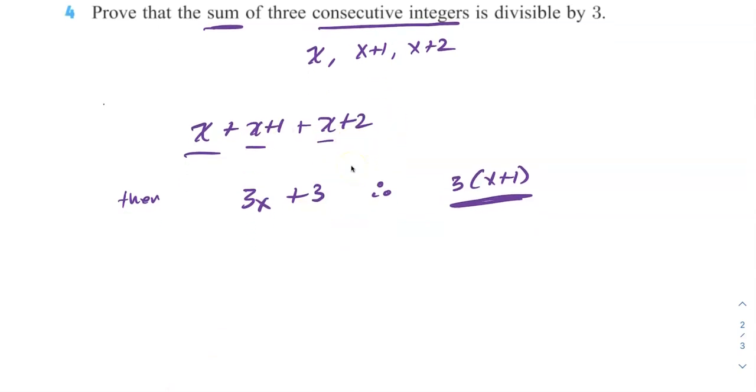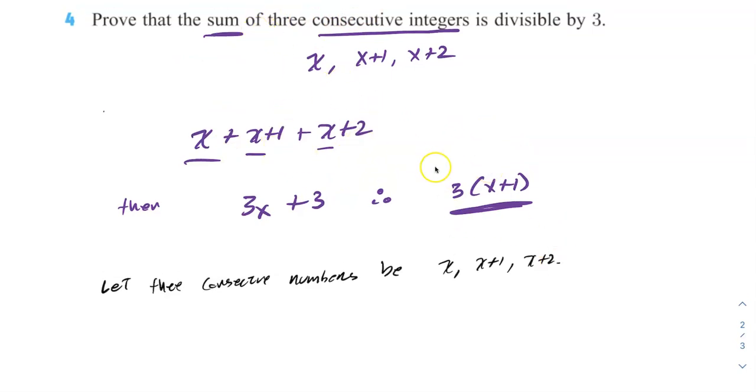So I'll probably do something like: let 3 consecutive numbers be x, x plus 1, x plus 2. You want to say what we are doing. We're starting with 3 consecutive numbers, and then we're going to show the steps to prove that when I add them, it's something divisible by 3, which just means you can factor out a 3. That's when something's divisible by 3, you can factor out a 3. So you just want to start here and get here.